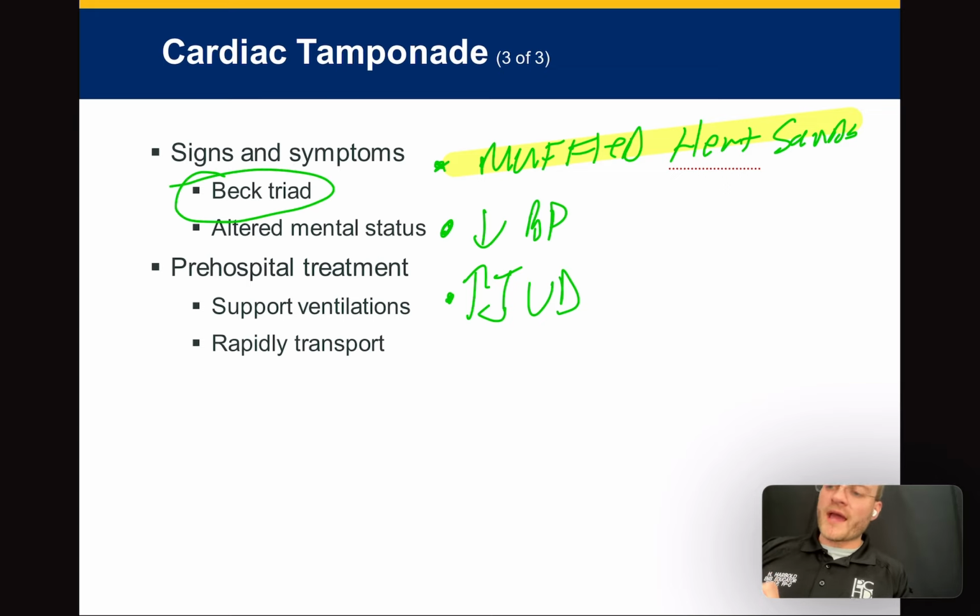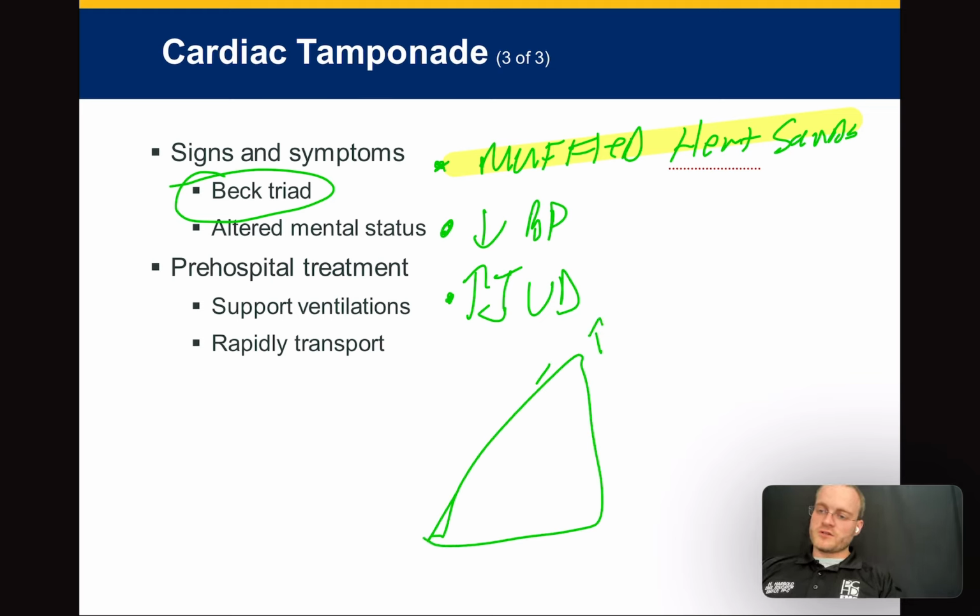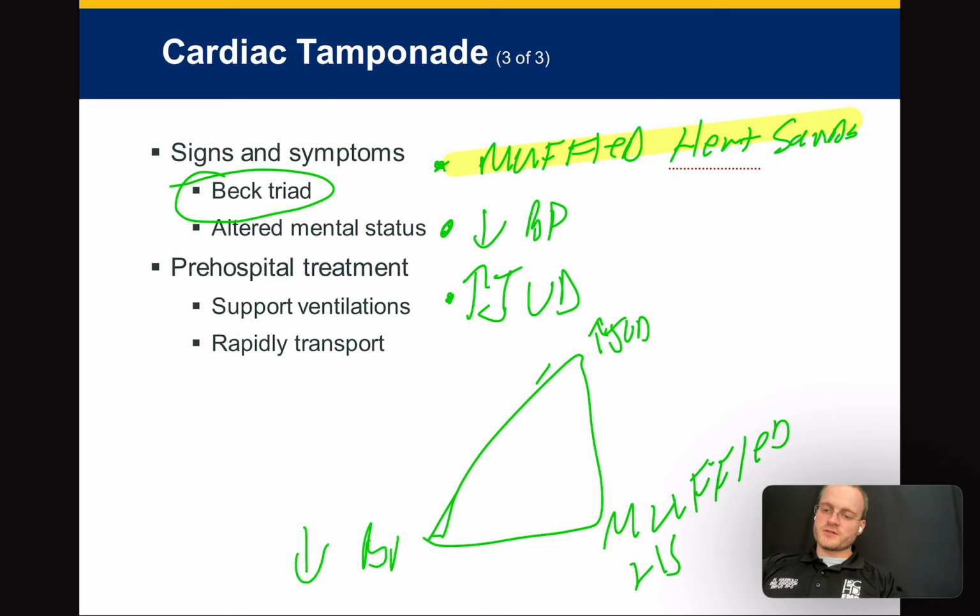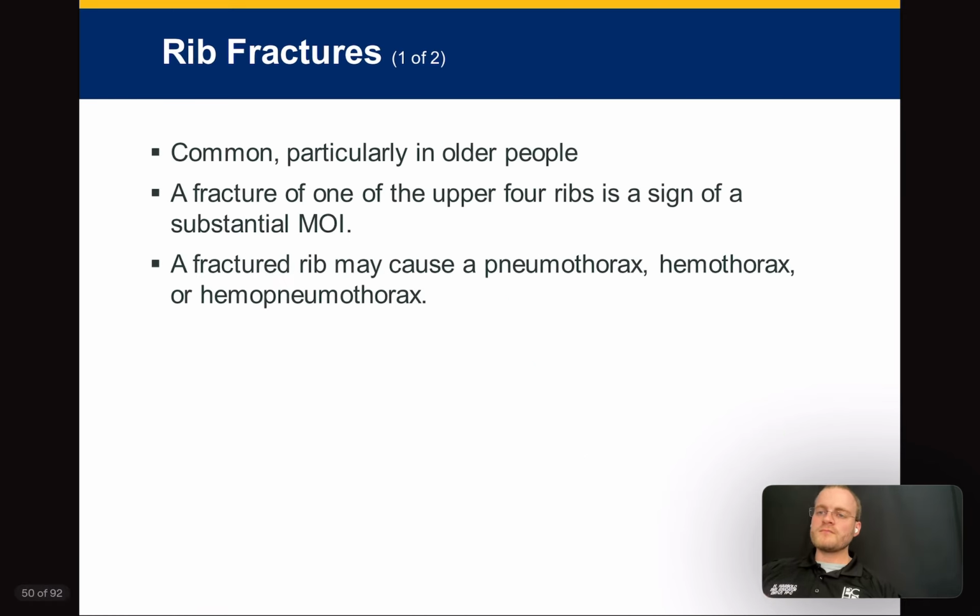Do know Mr. Beck. Beck's triad is from cardiac tamponade: increased JVD, decreased blood pressure, muffled heart sounds. That's the triangle. And that's Beck's. Okay? So the treatment on this is, of course, they're going to have altered mental status because they have shock. But the treatment for this is we'll support their ventilations and transport them rapidly. Now, that's cardiac tamponade. Do know that.